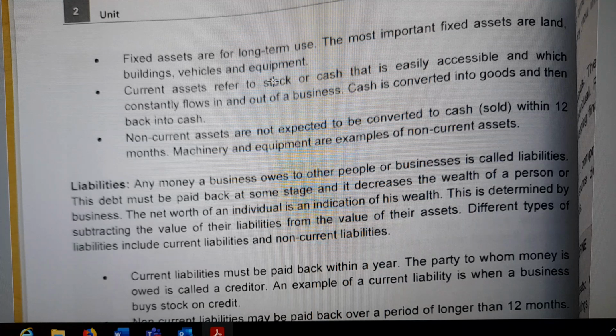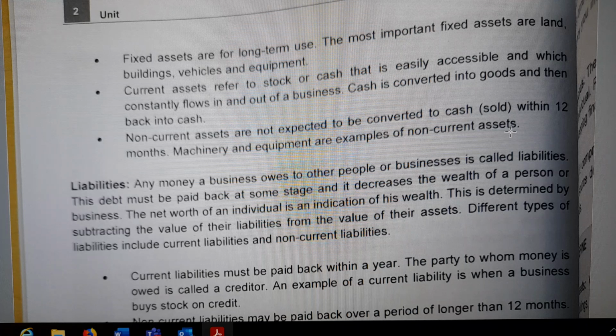The stock or cash that is easily accessible and which constantly flows in and out of the business. So current assets are assets that are easily accessible, for example, stock or cash. Cash is converted into goods and then back into cash. And then we have non-current assets, which are not expected to be converted into cash within 12 months. All the assets that cannot be converted into cash within 12 months, for example, machinery and equipment, are examples of non-current assets.